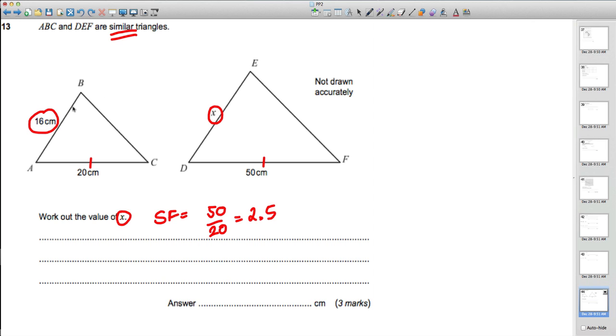Therefore, how do I get from the smaller one to the bigger one? Well, I multiply by the scale factor 2.5. So if I want to work out x, x is 16 multiplied by 2.5, and it's simply 40. So the answer here is 40. Don't forget your units, centimetres. Easy 3 marks.